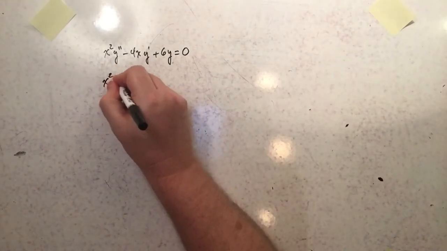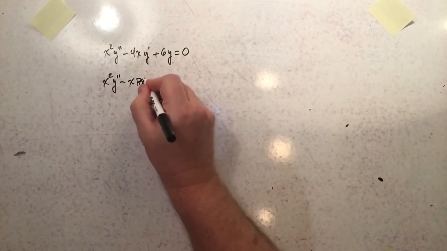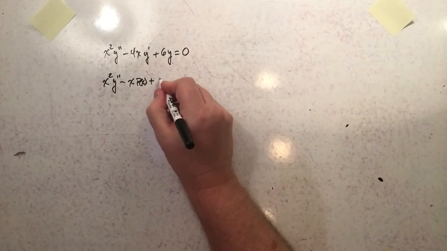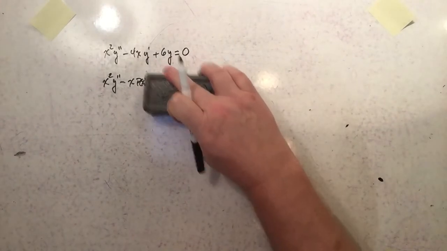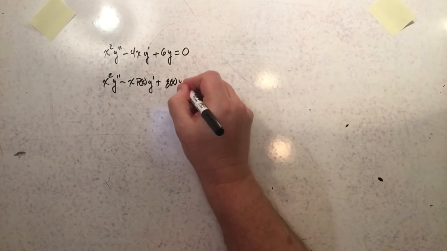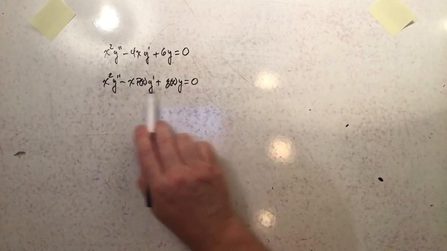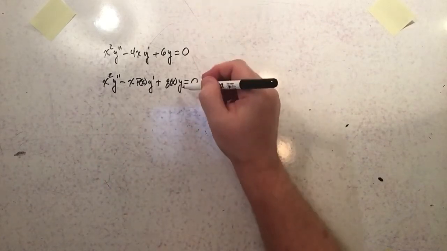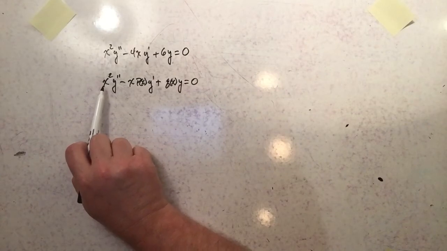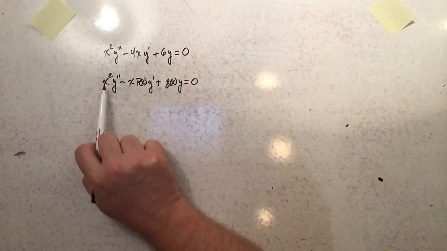And they should look like this: x squared y double prime minus x p of x y prime plus q of x y equals 0. What I want you to do is take every equation and put it into this form. This equation is already in this form, but many will not have a leading x squared. They'll have some other function there, in which case you want to divide through by it. Some of them won't have any coefficient, in which case you're going to want to multiply by x squared.